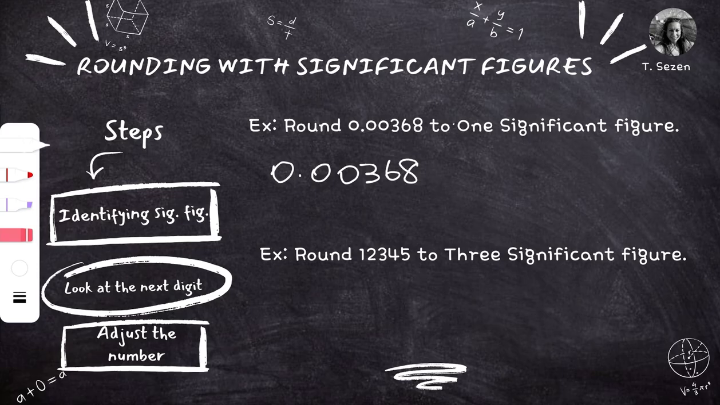0.00368. This number has three significant figures. Remember, leading zeros before non-zero digits are not considered significant. In this case, we want to retain just one significant figure.